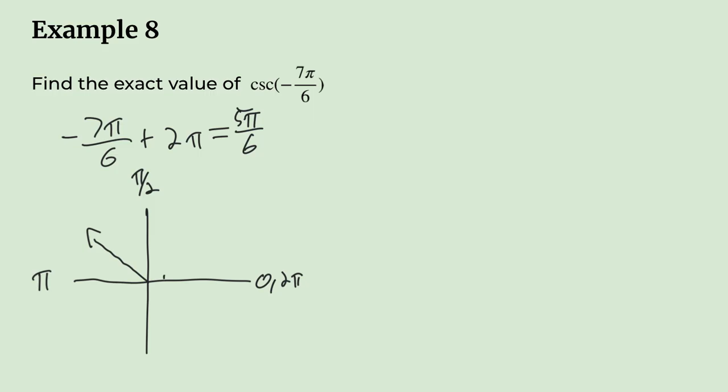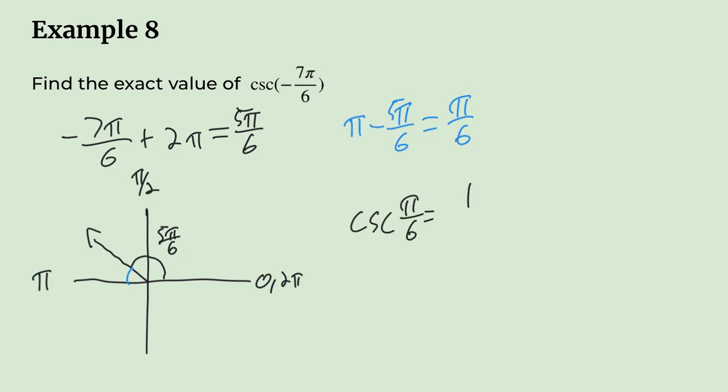And so then to get our reference angle here, let's do a different color. Here, we're going to do the 180 degrees. Here it's pi minus 5 pi over 6, which gets us pi over 6. So then we're going to do cosecant of pi over 6, which is the same as 1 over sine of pi over 6, which is equal to 1 over 1/2, equal to 2.